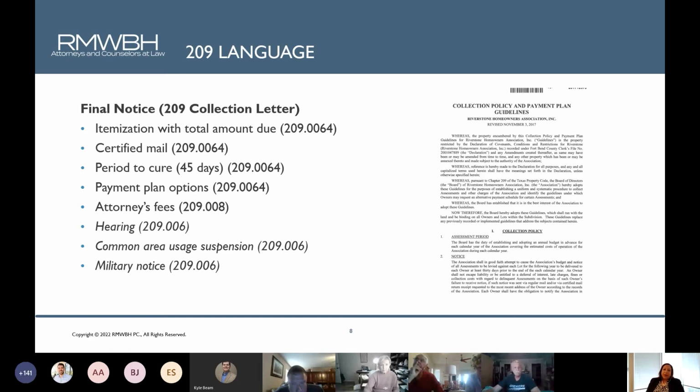All right, so the heart of today's presentation is, what is this 209 collection letter that she keeps going on and on about, and why is it important? So, again, a few years ago, the Texas Property Code was amended because the legislature felt it was important for a particular notice to be sent to all homeowners in the community before the association could go down the process of legally collecting its assessments.